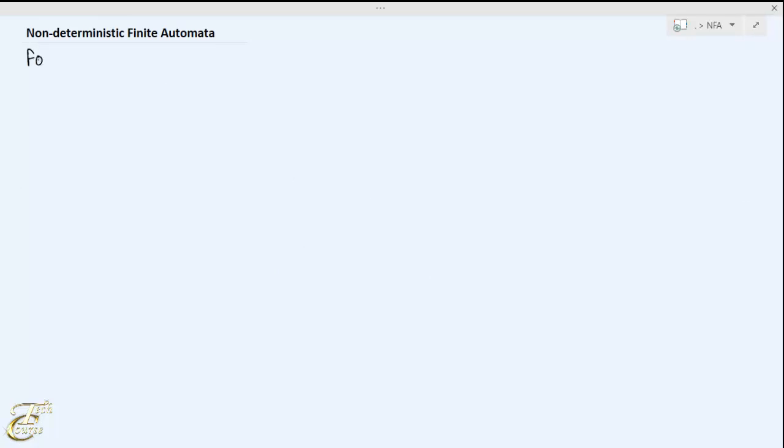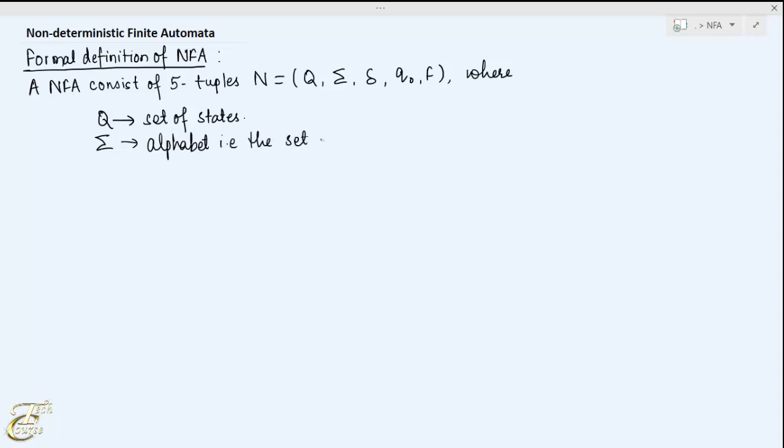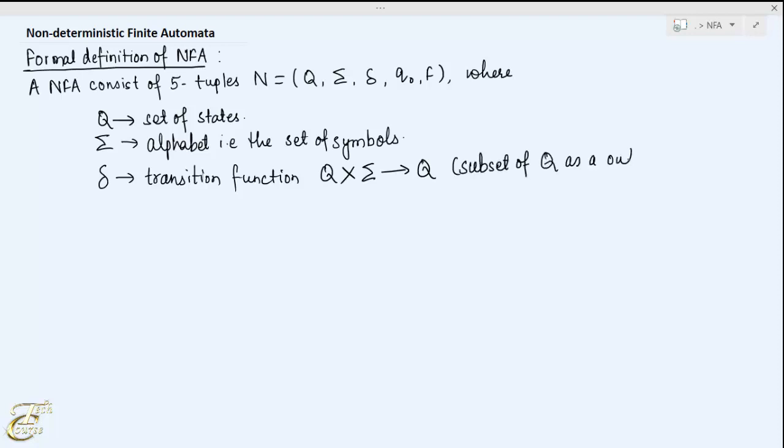Formal definition of NFA. An NFA denoted by N consists of 5 tuples, N equals Q, sigma, delta, Q0, F, where Q denotes the set of states, sigma denotes the alphabet, that is the set of symbols. Delta denotes the transition function that takes a state and an alphabet symbol as input and produces 0 or more states as output. So we can say a subset of Q as output. Similarly, Q0 is the initial state of NFA, or we say the starting state. And finally, F denotes the set of accepting states.